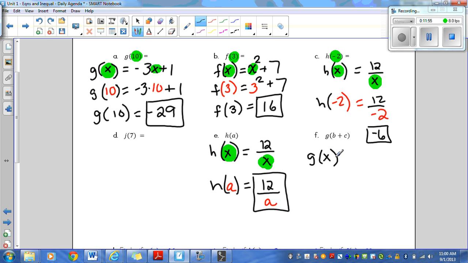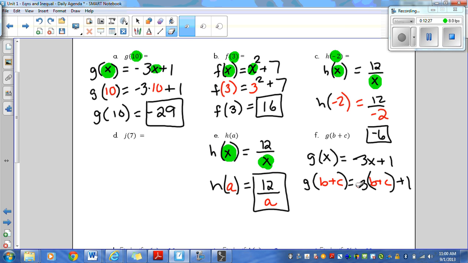And you're going to do the same thing over here. G of x is equal to negative 3x plus 1. And this one's really interesting because it's b plus c. So I'm going to do g of b plus c, and I'm doing negative 3 times b plus c, plus 1. And I want you to notice that I put that b plus c in parentheses, and that's because I was multiplying by the whole thing, b plus c, not just the b.